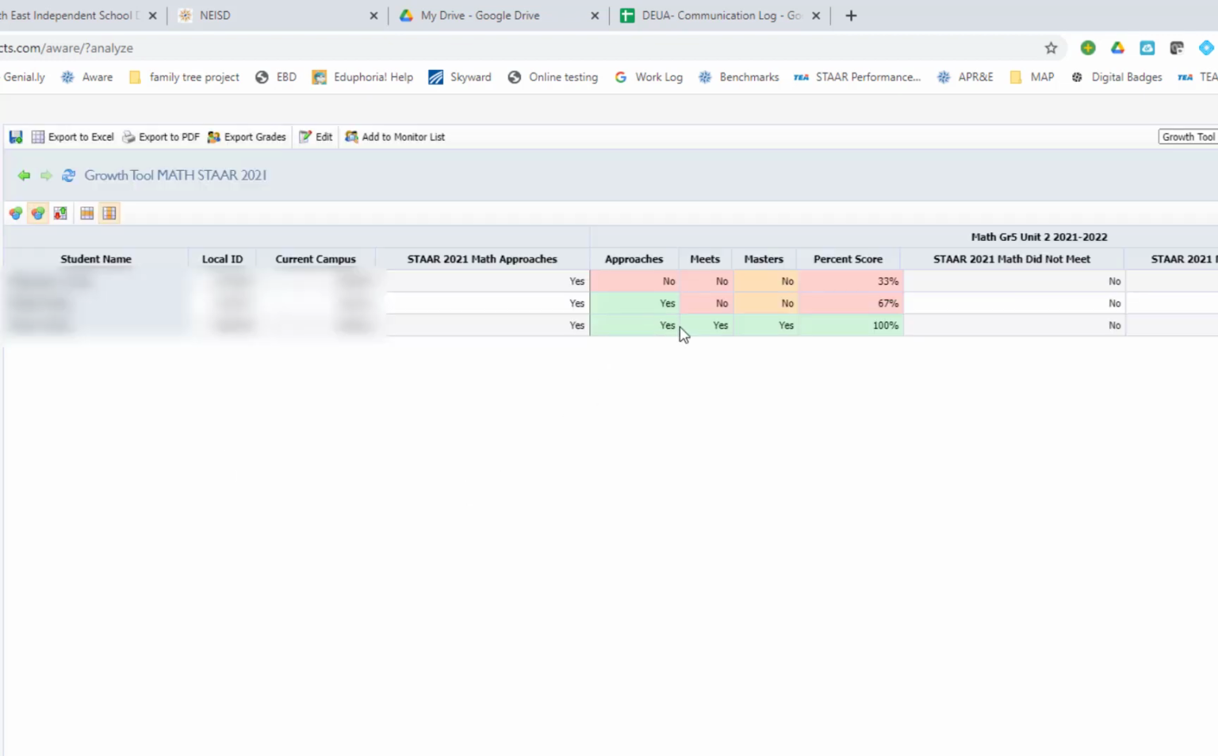I also want to celebrate that student that got all the way up to the master's level, even though he or she was only performing at approaches last year. And again, I click back on my green arrow.